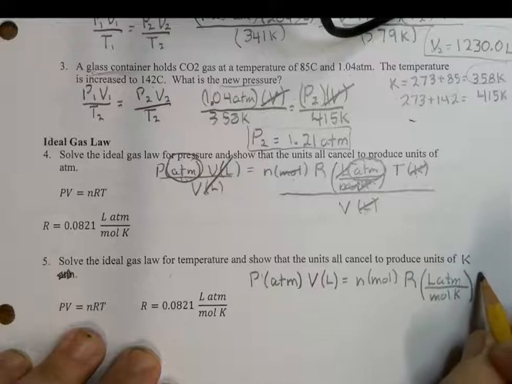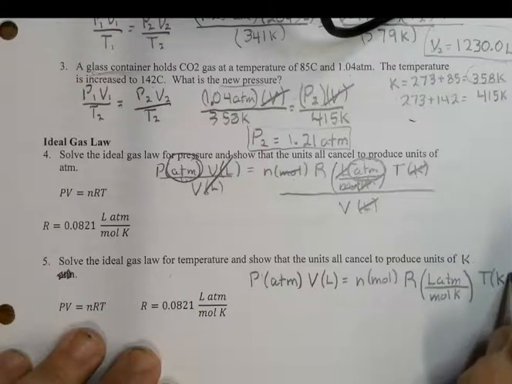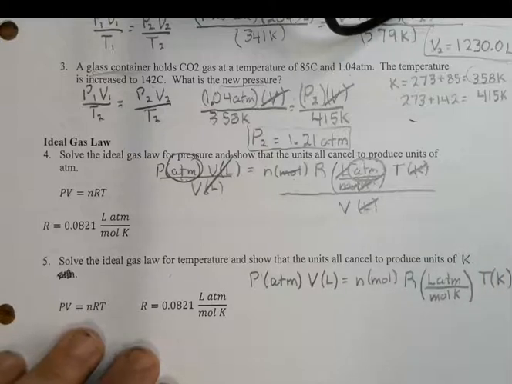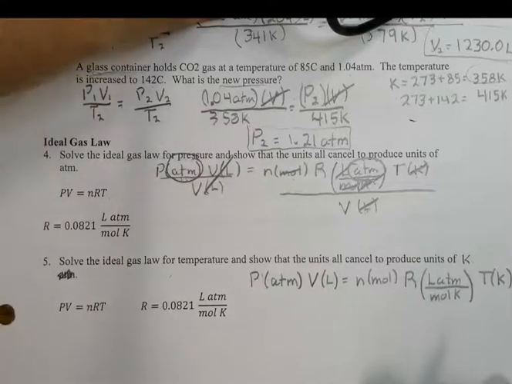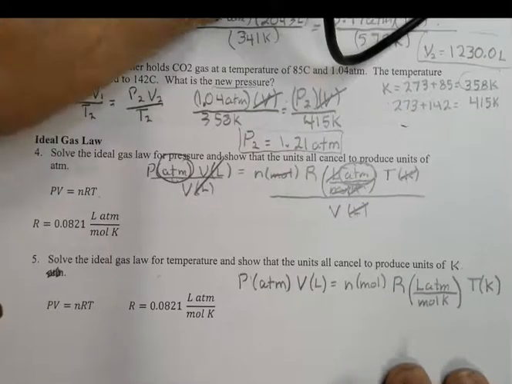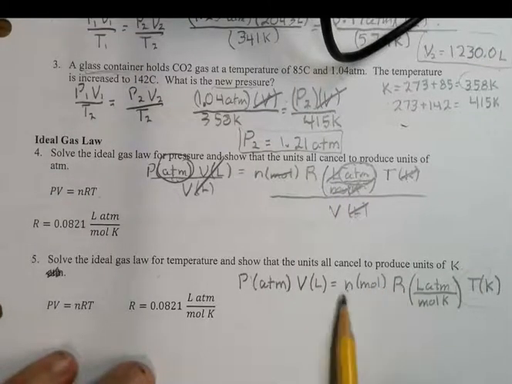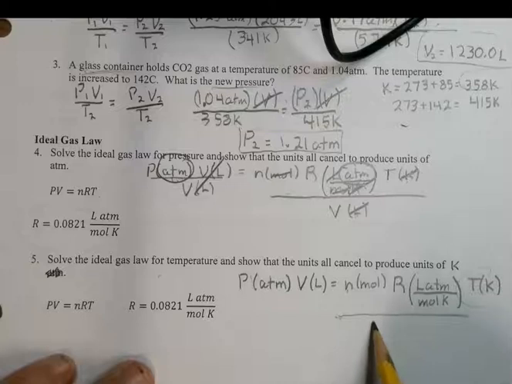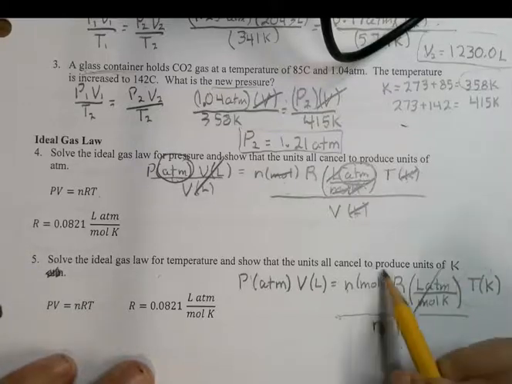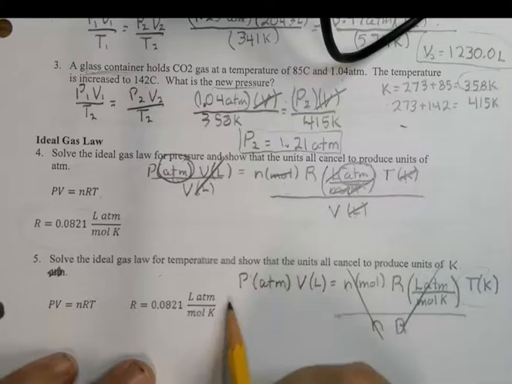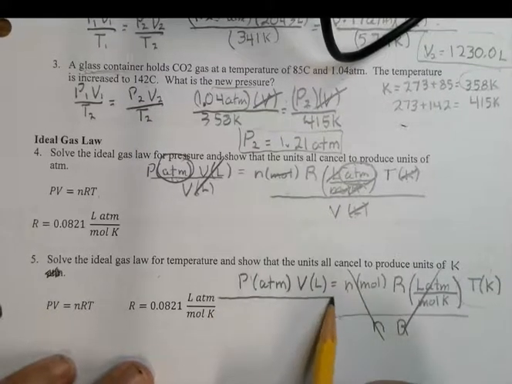And T in Kelvin. All right. Okay, so now we're solving for T. That means we got to get rid of N and R on this side of the equation. So we're going to divide both sides by N and R. I'm just going to save myself a little time and put NR down there, and they cancel and cancel. Now I have to write them over on this side.